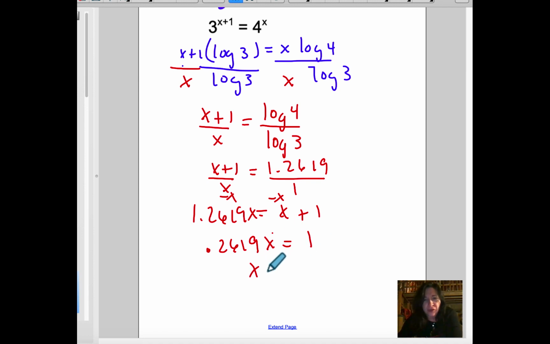So now all I have to do is divide, and so I'm going to get x is about 1 divided by this answer, which is 0.2619, and that value, 1 divided by that answer, is going to give me 0.7925. So it's about 0.7925. Okay.